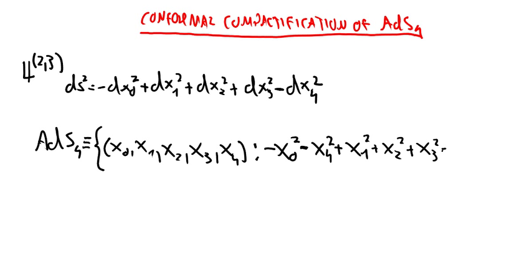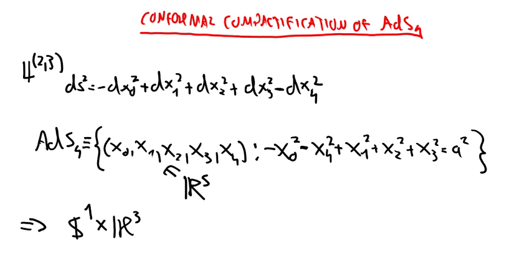Okay, so you see that this is a sort of hyperboloid, but now it's not quite, because we have two minuses, so we cannot say that this is a hyperboloid. And the point is that if you have a set in R5 which satisfies this condition, it can be seen that the topology of this set is just S1 cross R3.